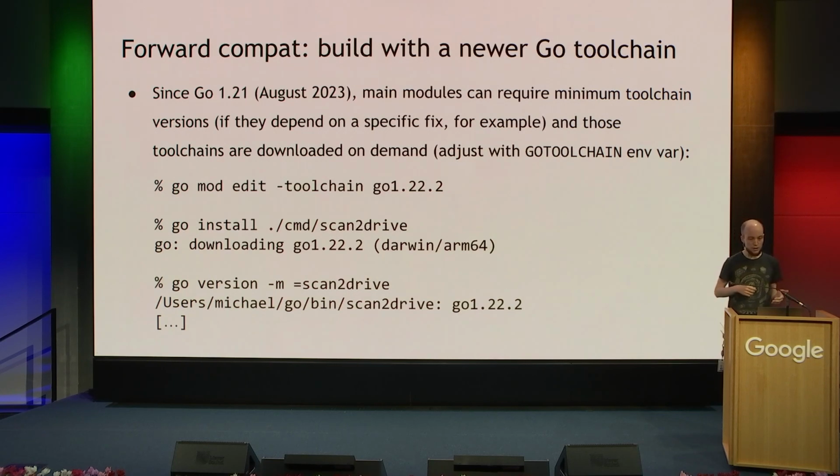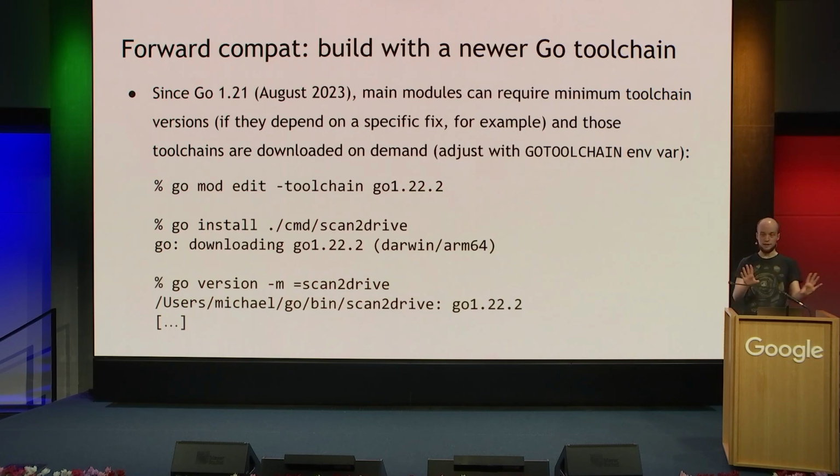You can see this in action here. When I use the go install command on, for example, the scan to drive project, it prints this one line saying it's now downloading 1.22.2 for me, because as I mentioned earlier, on my laptop it was still 1.20.0, right? So once I set the requirement, it will do it all automatically.